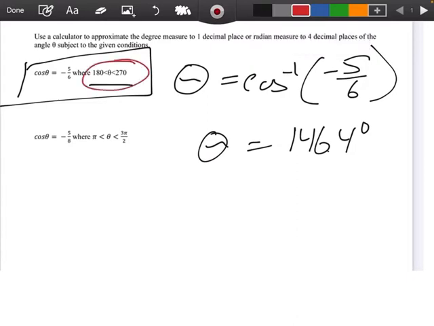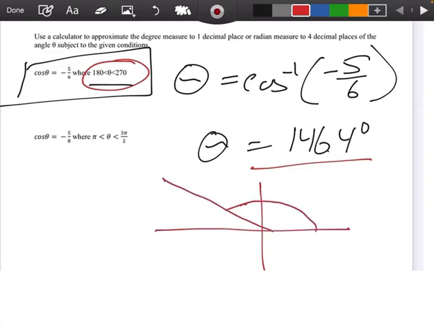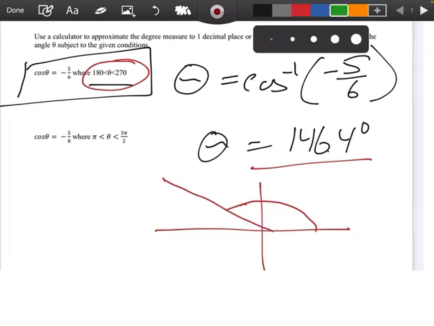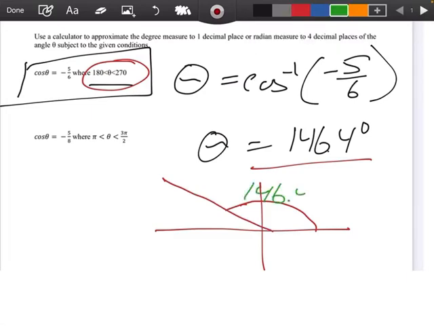But look at what it's telling me. It's telling me my angle should be somewhere between 180 and 270. This angle here is not between 180 and 270. So let's take a look at what this means. 146.4 degrees would mean that my angle looks something like this. So what I want to do is find the reference angle theta prime.